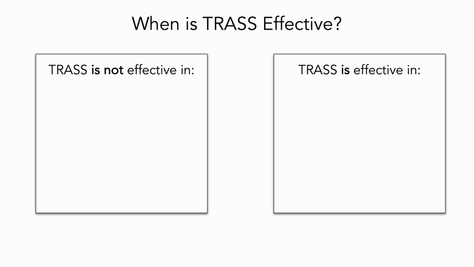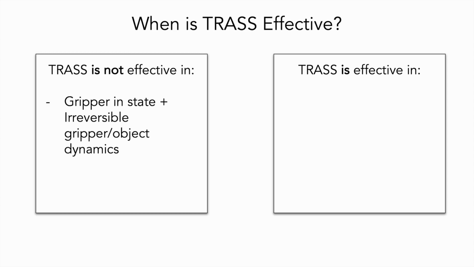Based on the assumptions listed earlier, there are certain problem settings where TRASS can be applied, and some where it cannot. The primary setting where TRASS is not effective is when the gripper is in the state and the gripper object dynamics are irreversible. Consider a video of a gripper holding up an object and then releasing it. The reverse video would show the object magically floating up into the air into the gripper. This is not a feasible sequence of states and thus violates assumption 3.